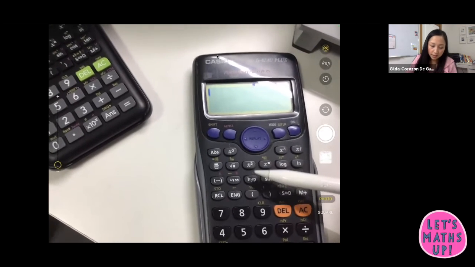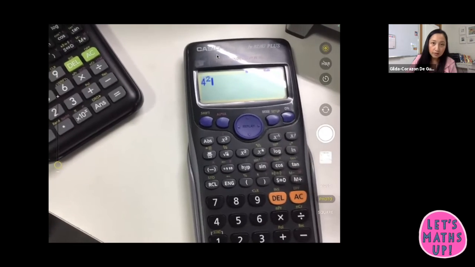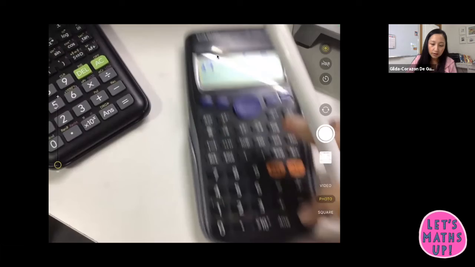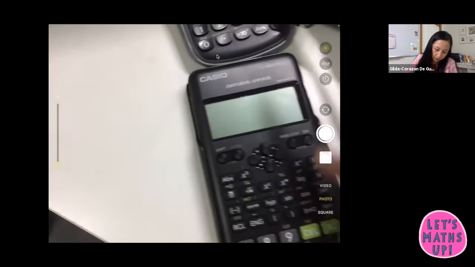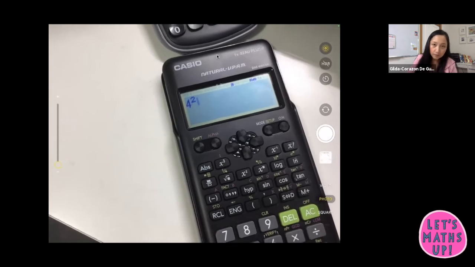Yeah. So when I put 4 squared, it shows that one. If you've got this calculator, it should be just the same. You've got 4 squared. Okay.